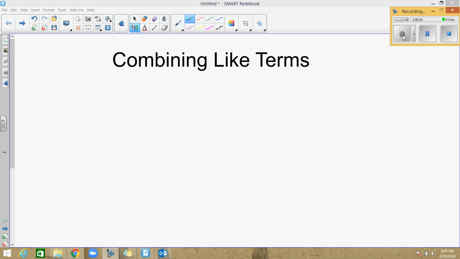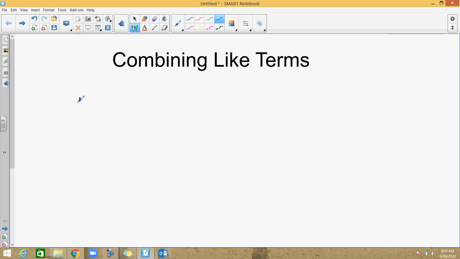And this is a very important thing in algebra, because if you don't understand this, some of the more difficult processes kind of fall apart, because this is the elementary part of it. So when we're talking about combining like terms, we're simply talking about adding and subtracting. Okay, so we have to remember that at the core, all we're doing is adding and subtracting.